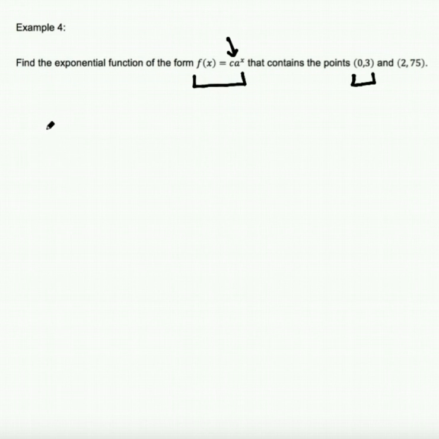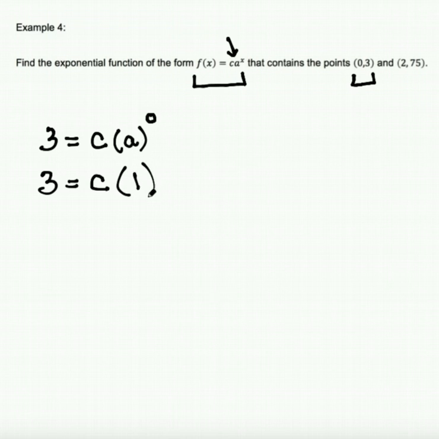So let's see what happens when I plug in 0 and 3. f of x is my y, so that's going to be 3, equals c times a raised to the x power. Well, x is 0. So that tells me that 3 is equal to c times a to the 0. Well, anything raised to the 0 power is 1. So if I solve for c, I get c equals 3. So when they give you this y-intercept, that y-intercept is always going to be your c. You don't have to show this work every time, okay?